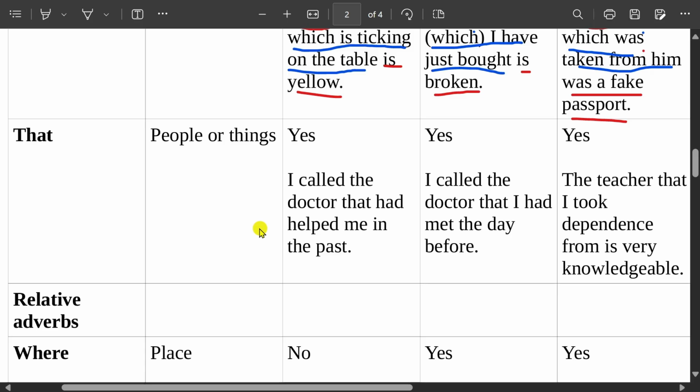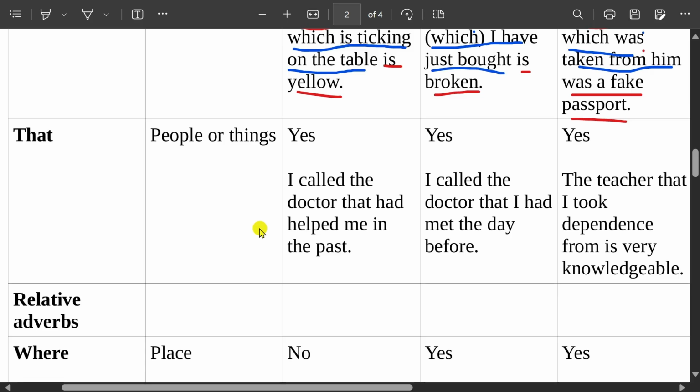And for example, the one that we're going to discuss now can only be defining. So if you see that, it's defining. If you see which, it could be defining or non-defining. You just have to identify whether the noun it refers to is already specific or not specific. That's how you understand.